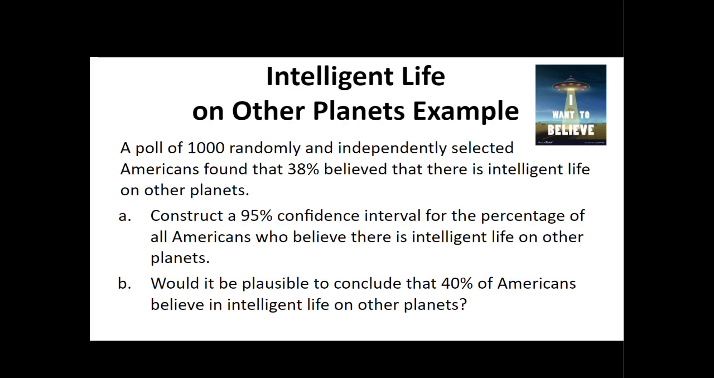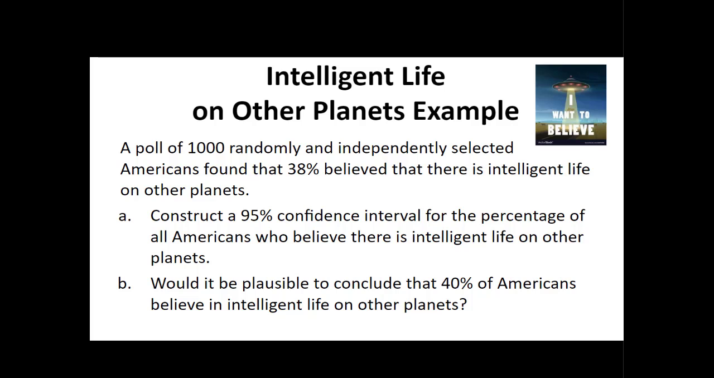Okay, so let's start with this example. It has to do with intelligent life on other planets. It says, a poll of 1,000 randomly and independently selected Americans found that 38% believe that there is intelligent life on other planets. A, construct a 95% confidence interval for the percentage of all Americans who believe there is intelligent life on other planets. And B, would it be plausible to conclude that 40% of Americans believe in intelligent life on other planets?